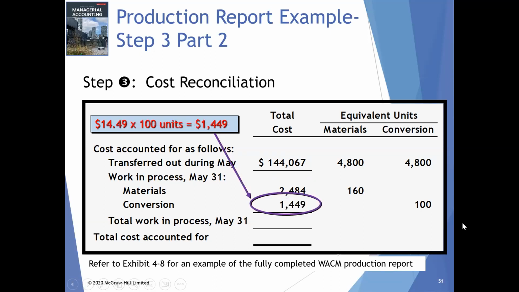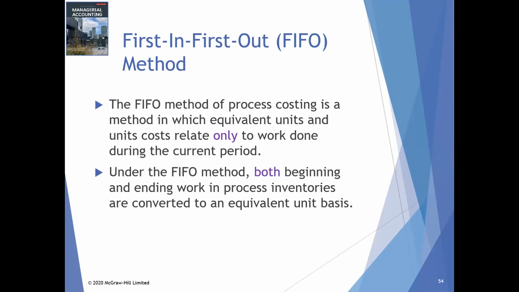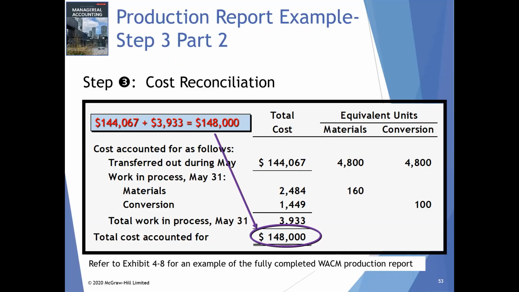And for the second one, the conversion cost, we have already calculated. If we make a total of these two, it will be exactly the same $148,000 that we calculated before, right? So in this way we have calculated on the basis of the weighted average method.